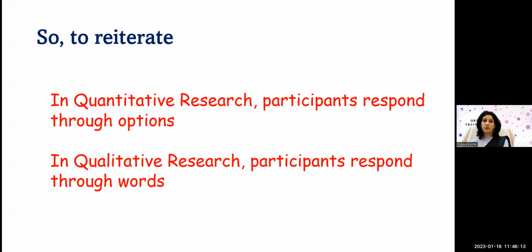So to reiterate, in quantitative research, the participants' responses we get through options. But in qualitative, I said yesterday also that words are the data. So imagine you are a data analyst of qualitative data. If your transcripts are not rich, if it is only one line like yes or no, or very few sentences, then you will not be able to do anything with that transcript. So that's why you should have rich words in the responses. And we'll see when you conduct an interview how we could make it better.